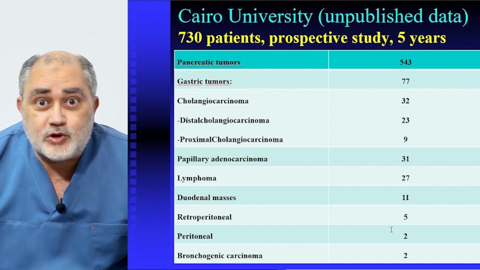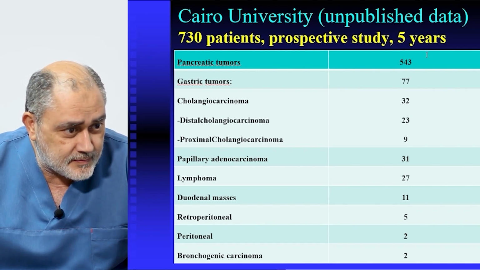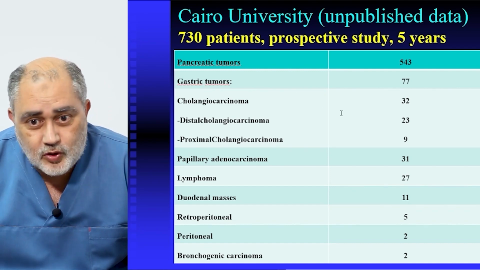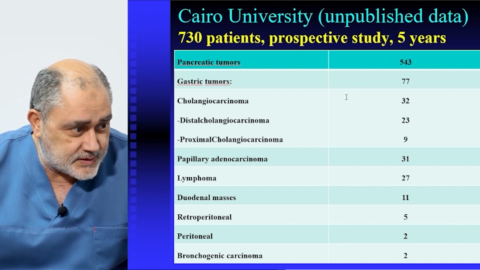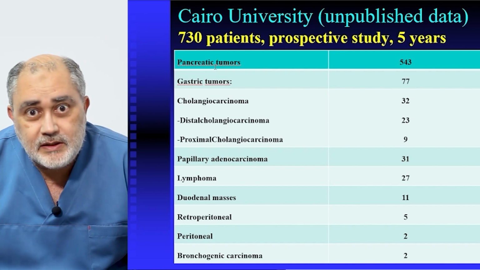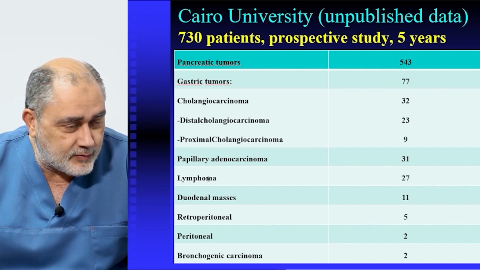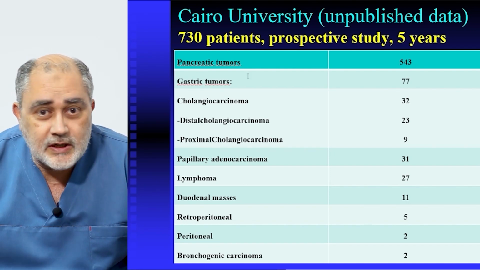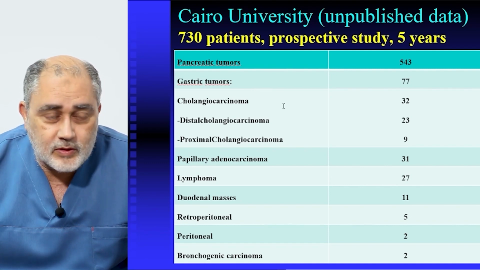We did a prospective large study in our unit over 5 years on the sensitivity of endoscopic ultrasound in detection of small liver metastasis not seen by CT. Our cases are primary tumors, whether in the pancreas in most cases, or gastric tumors, cholangiocarcinoma, papillary lymphoma, and so on. In all these cases, 730 patients, we examined the liver thoroughly and meticulously, searching for small metastasis.